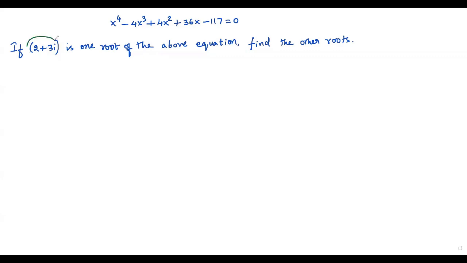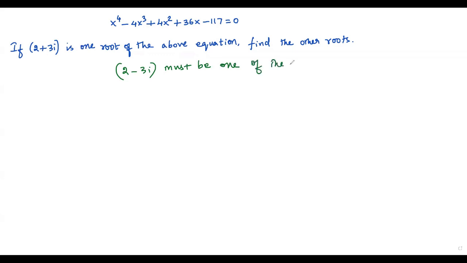Okay, when I look at the given root 2 plus 3i, it's a complex root. Usually for an equation, complex roots always occur in conjugate pairs. That is, if 2 plus 3i is one root of this equation, then 2 minus 3i must also be one of the roots of the same equation. Let me write over here, must be one of the roots.